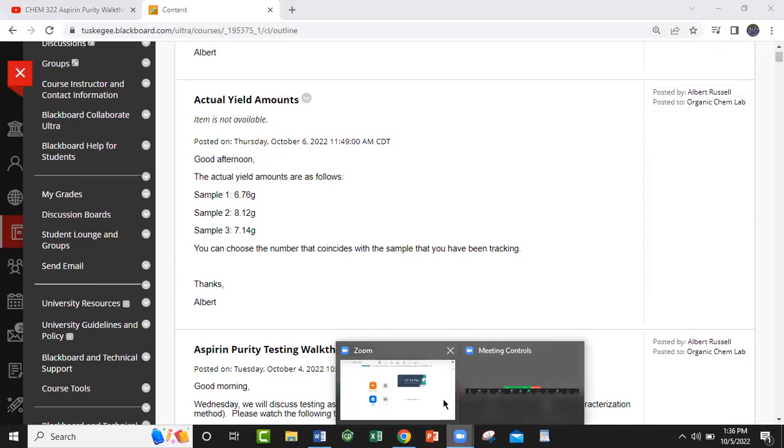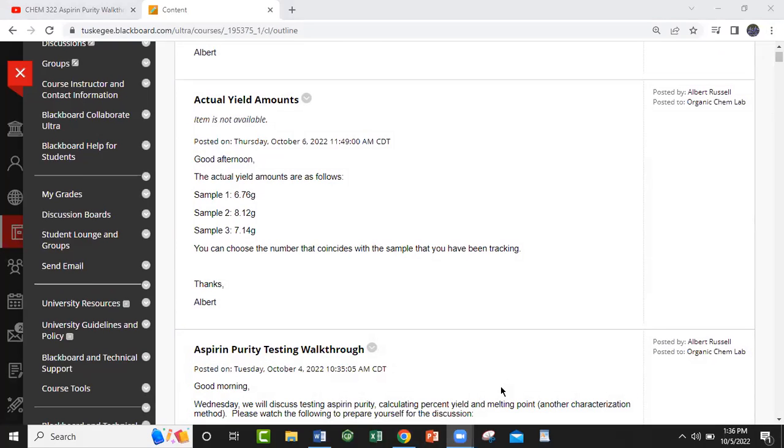So if you've been using sample 1, the actual yield mass is 6.76 grams. And if you've been using sample 2, the actual yield is 8.12 grams. And if you've been using sample 3, the actual yield is 7.14 grams.